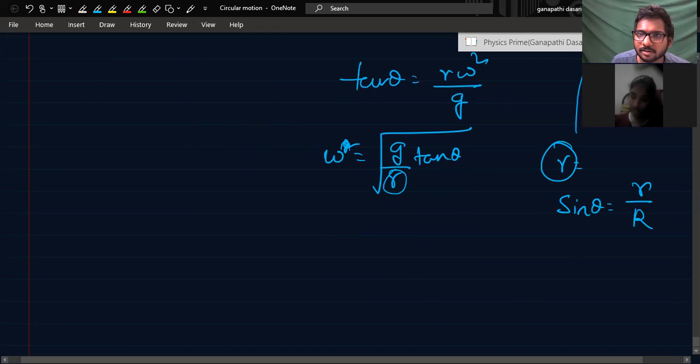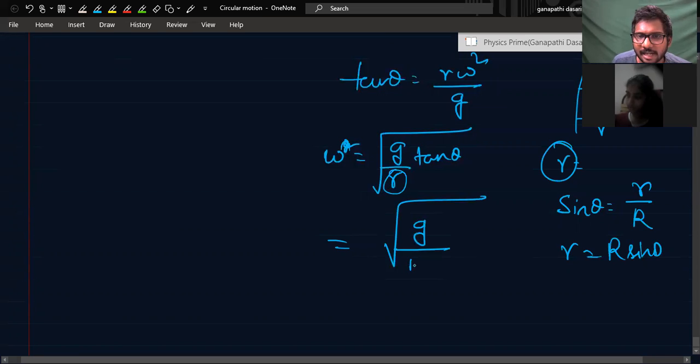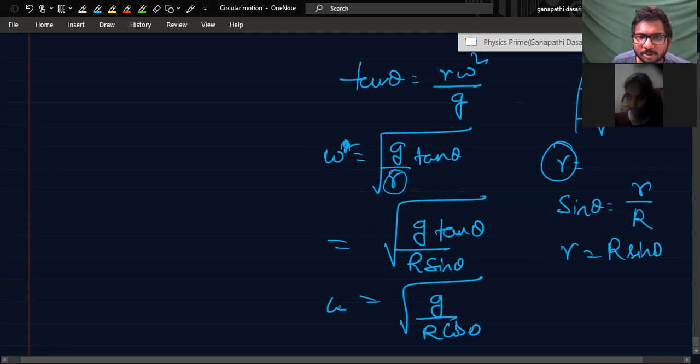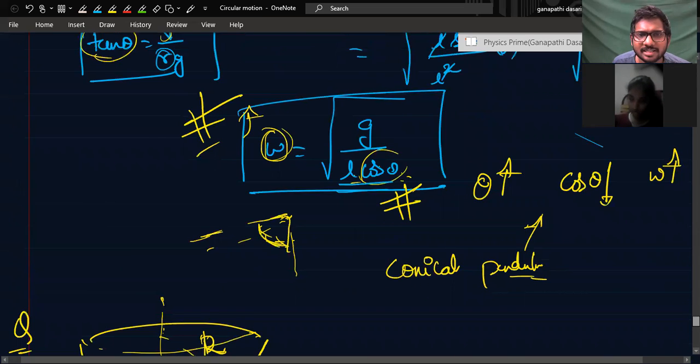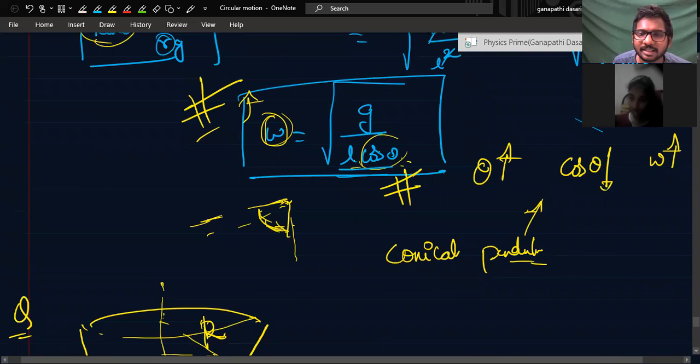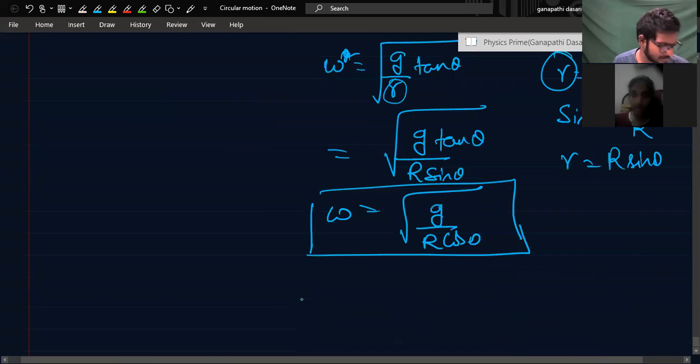If you see, this is small r, this is capital R, this is theta. Small r is equal to capital R sin theta. Then the answer is root over g by capital R sin theta in the denominator, and in the numerator this is tan theta. If you cancel sin theta, it is root over g by R cos theta, like the previous question. It depends on what the examiner is asking. Here it was g by L cos theta, here this is g by capital R cos theta.